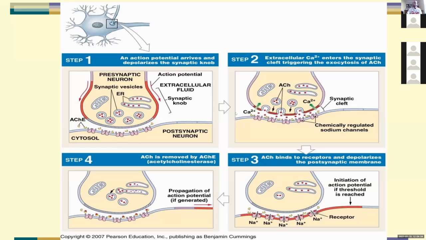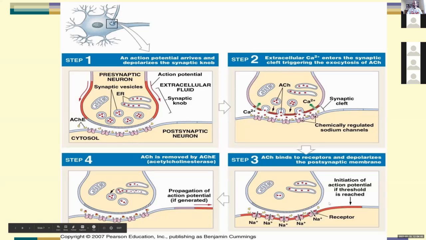that depolarization causes these gates to open to flood in the mineral calcium. Calcium has a positive charge. It actually has two positive charges. It's very positive. And it causes these vesicles to attach to the lining of that synaptic terminal and release their chemicals into the synapse, into that opening. Those neurotransmitters will then bind to these receptors.